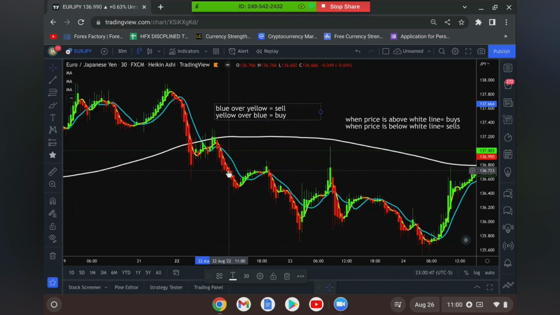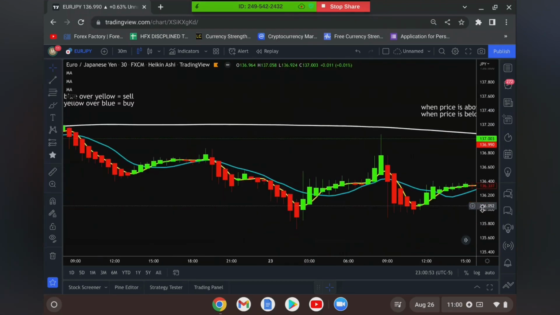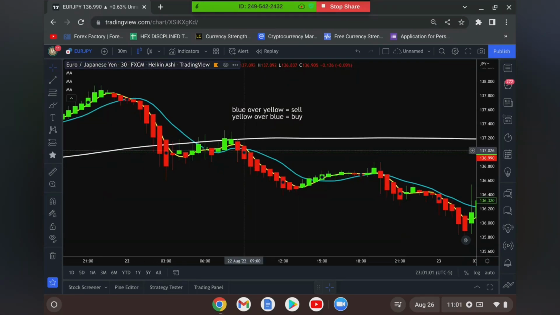So that means that we should only be looking for opportunities where the blue line is above or over our yellow line. Okay, so as soon as I would have seen right here, you guys, I'm going to zoom in. As soon as I would have seen our yellow line crossing below our blue line, this would have been a perfect indication for me to sell.